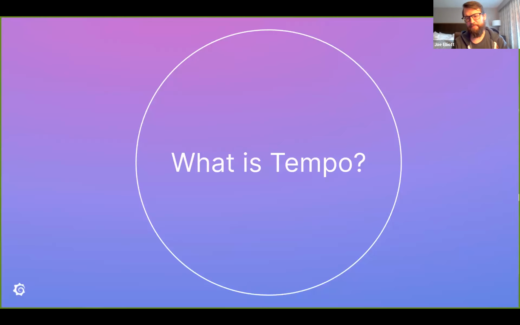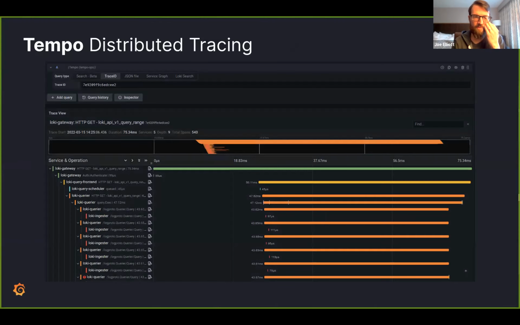So real quick, what is Tempo? Just want to set this up a little bit. Tempo is a distributed tracing backend. It's Grafana's open source distributed tracing backend. Right here's a Loki query, and this is just going to track our request as it passes through our system across a lot of different microservices.